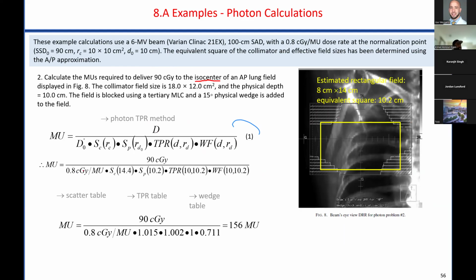Now, the point I want to note here is this is our calibration. SC is different from SP because SC is defined by the collimator settings, and SP is defined as the field size at depth. So we have to use the equivalent square to calculate this, from which we then determine our TPR, the blocking factor and the wedge factor with the use of tables provided to us. And we simply substitute and have our answers.